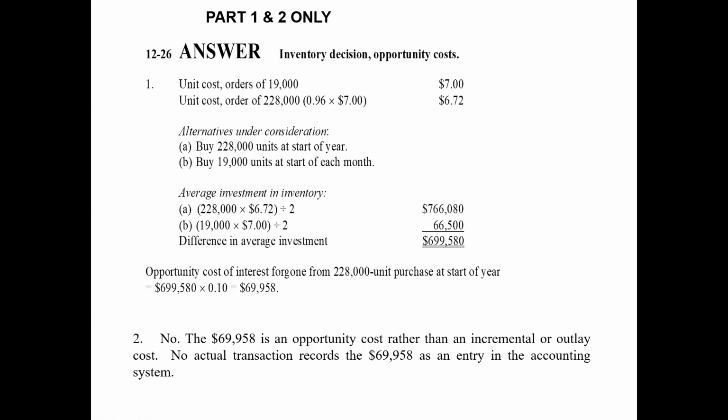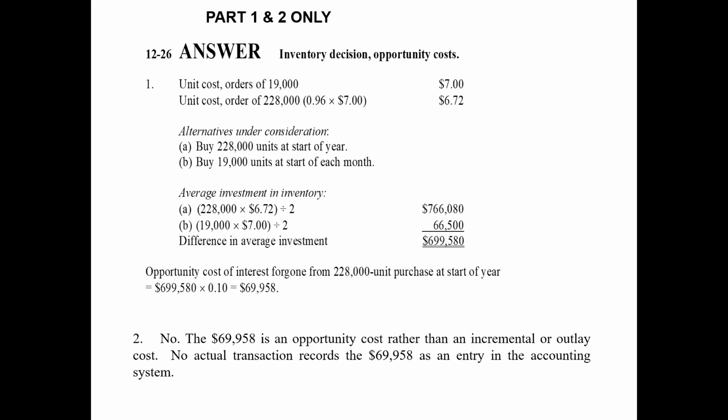So what's the average investment in inventory? In A, it would be 228,000 times 6.72, divided by 2, the average of the beginning of the year and the end of the year. That gives us an average investment of 766,080. If we go to option B, where we buy them monthly, our average investment in inventory is only 66,500. The difference in average investment is 699,580. Again, what is the opportunity cost of interest foregone if we bought the 228,000 units at the start of the year? Again, we can get 10%.